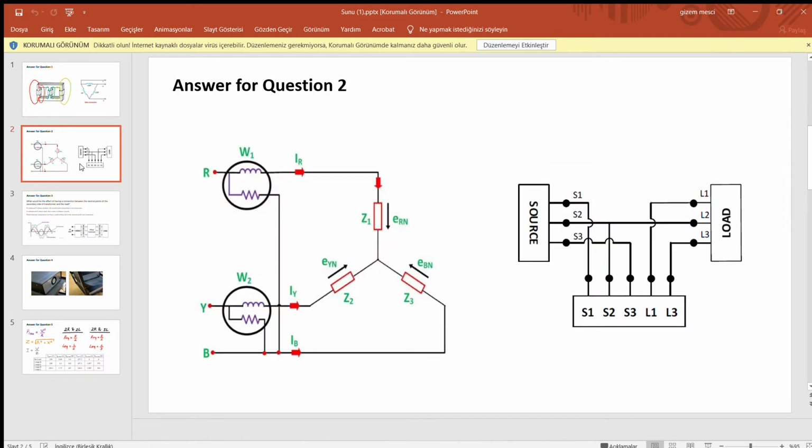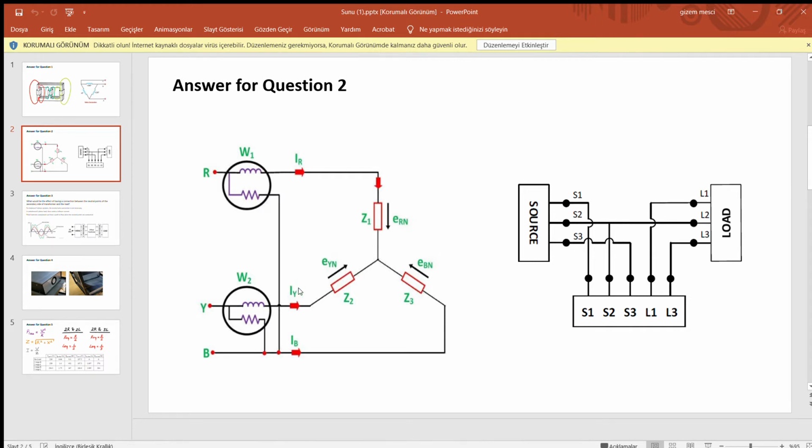Let's look at the second question part. By applying the 2 wattmeter method, the total three-phase power can be measured by using two single-phase wattmeters. This figure shows the connection of single-phase wattmeters W1 and W2 to the Y-connected three-phase system. The single-phase wattmeter W1 measures the voltage between the R and B points and the line current IR. The second wattmeter W2 measures the line voltage between Y and B points and the line current IY.